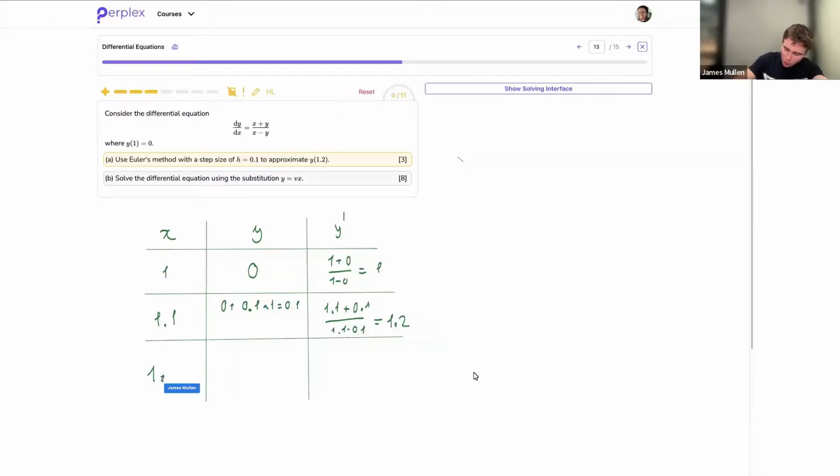All right, so when I get to x is equal to 1.2, I'm going to have 0.1 plus 0.1 times 1.2, which is equal to 0.1 plus 0.12, which is equal to 0.22. So that's my answer to part A.